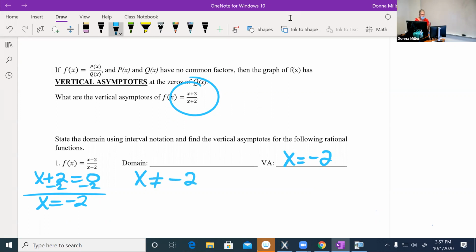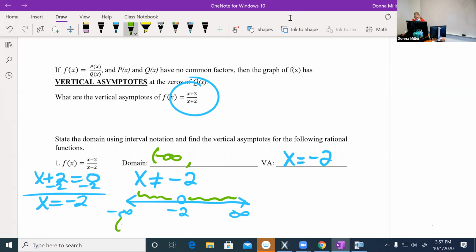And again, we're going to write this correctly in interval notation. So here's my number line. -2 is out. We have 2 intervals. We start at -infinity and stop at -2, jump over it, and then go from -2 to infinity. So the domain is that x can't be the vertical asymptote. It's the opposite: one's equal, one's can't.